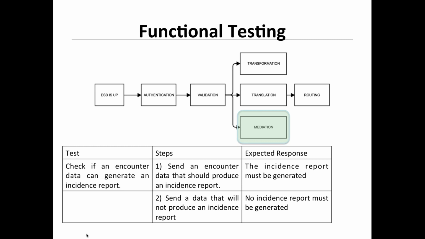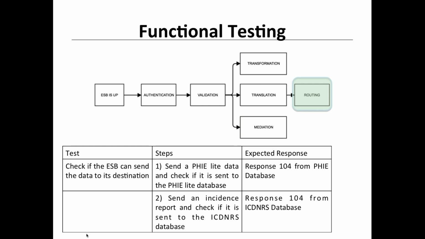So in order for us to test it, basically what we did was we sent an encounter data that should produce an incident report, and we check if the incident report was generated. Similarly, we send a data that will not generate an incident report, and the expected response is there should be no incident report that will be produced.